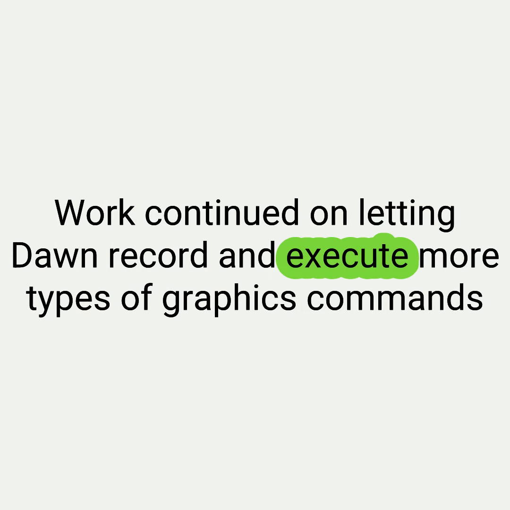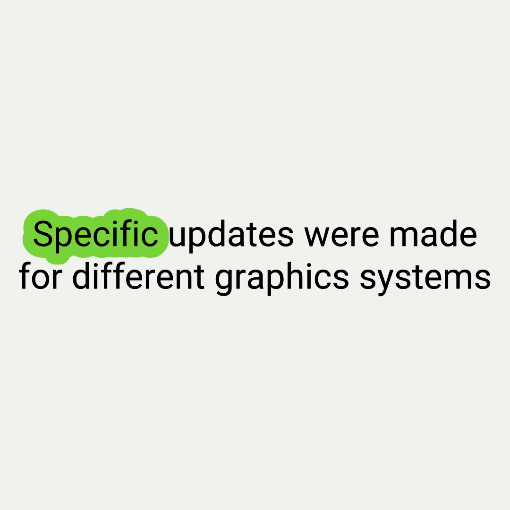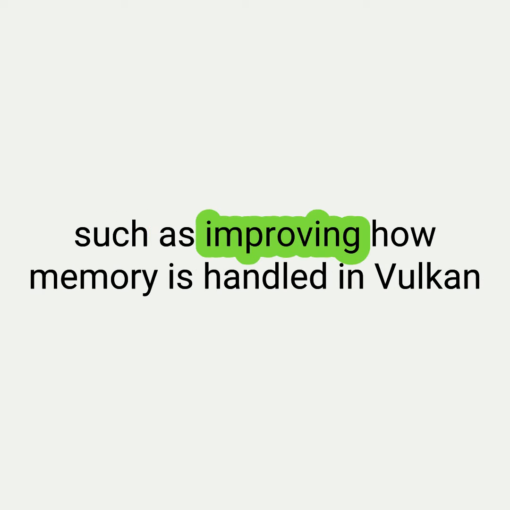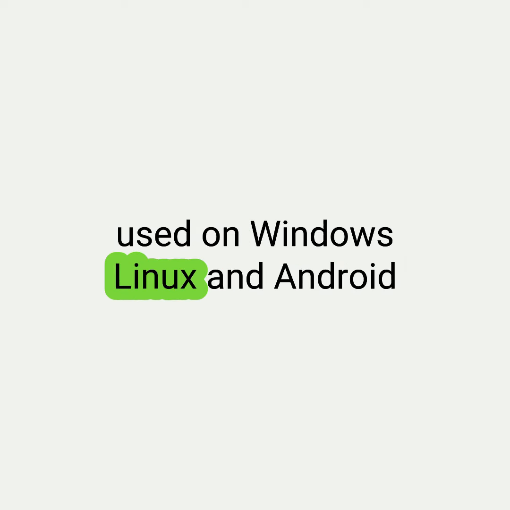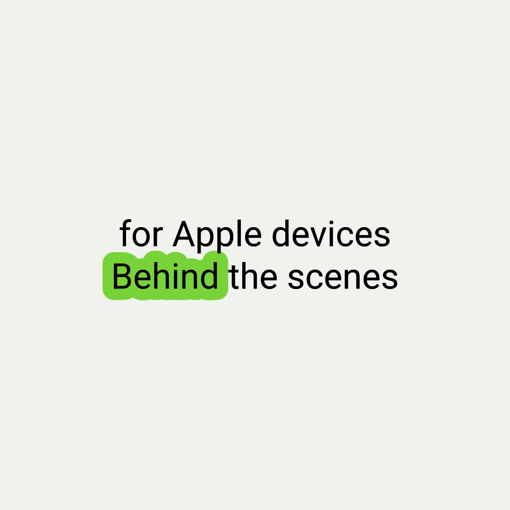Work continued on letting Dawn record and execute more types of graphics commands, including reusable sets of drawing instructions called render bundles that can improve performance. Specific updates were made for different graphics systems, such as improving how memory is handled in Vulkan, used on Windows, Linux, and Android, and ensuring settings were applied correctly in Metal for Apple devices.